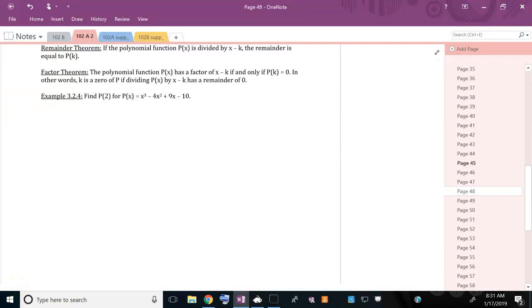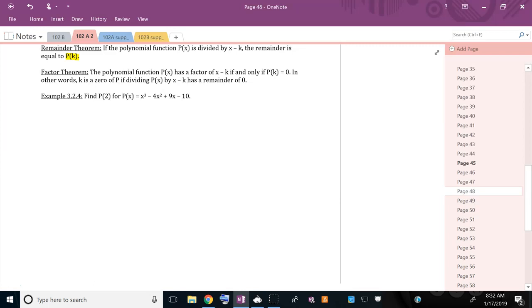Math 102, example 3.2.4. There are two theorems that we would like to discuss in this section. The first is the remainder theorem. So we say if we take some polynomial function and divide it by x minus k, whatever we get for the remainder is the same thing we would get if we plugged that k value into our function and evaluated it. That then leads us to the factor theorem, which is kind of a bigger deal.